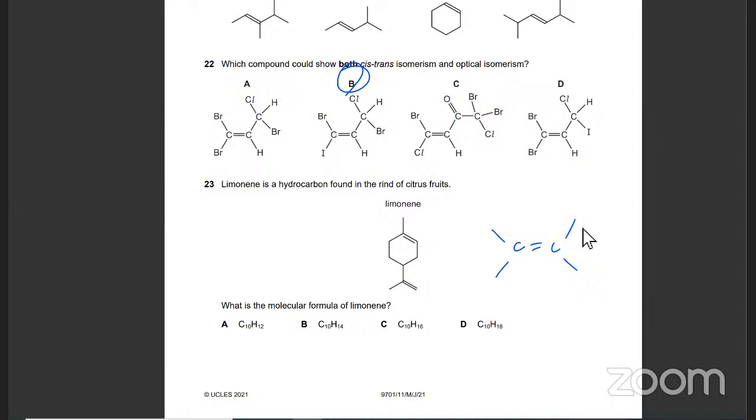So why can't it be C? There's no chiral carbon. It doesn't have a chiral carbon. This one has a chiral carbon but no cis-trans.